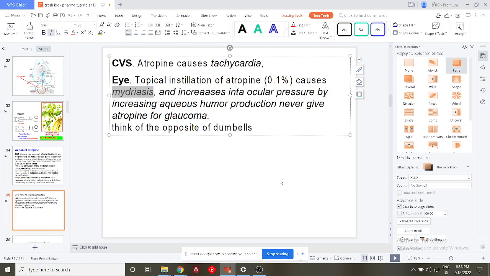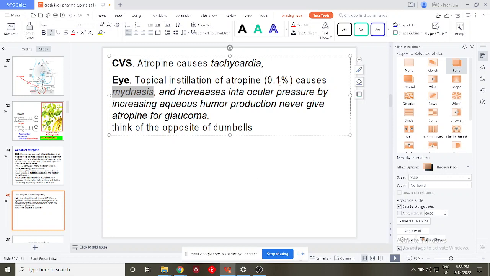Guys, mydriasis. What's the definition of mydriasis? I think dilation of pupil muscles. Yes, that's correct. It addresses the dilation of the pupil. And I want you to take notes. This is a very important point.